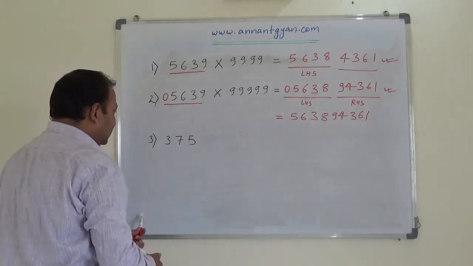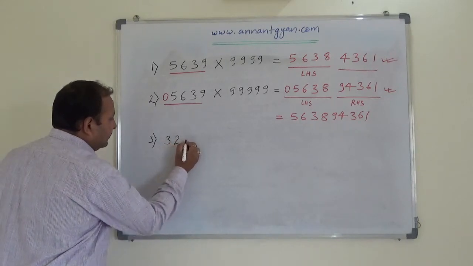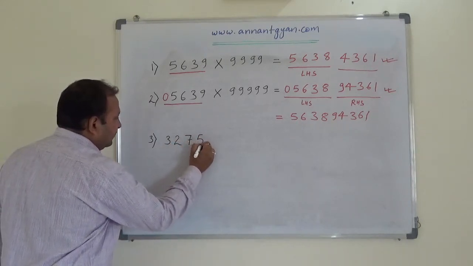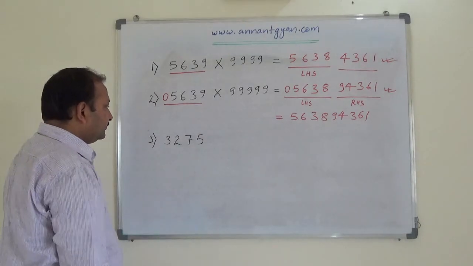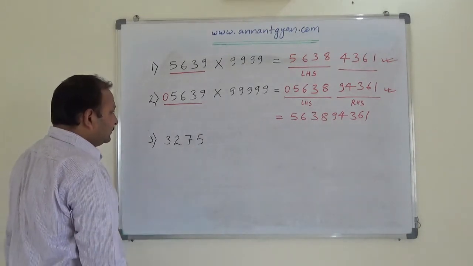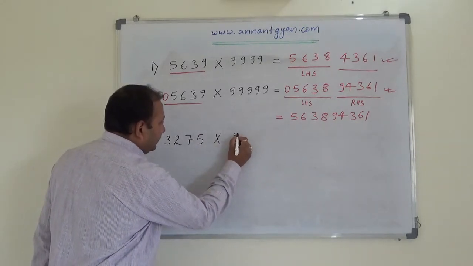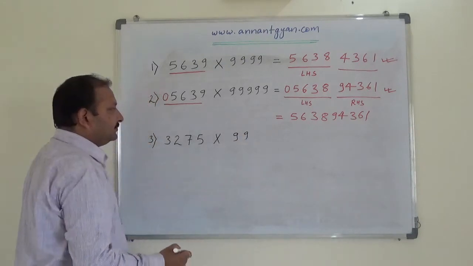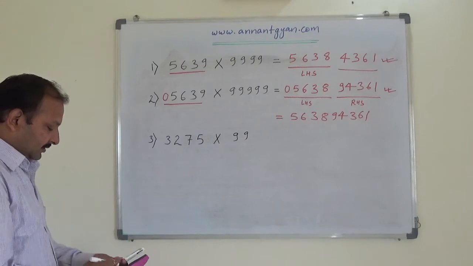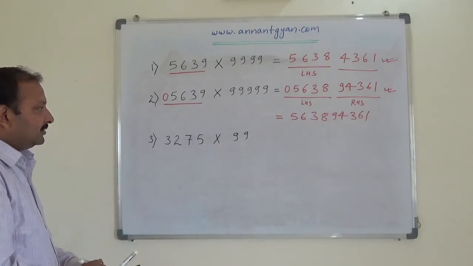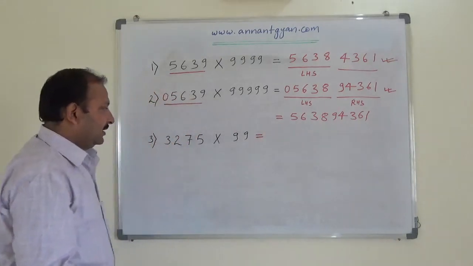So I shall take 3275 into 99. How shall I get the answer of this problem? It is very easy to get the answer with the help of Vedic Mathematics.